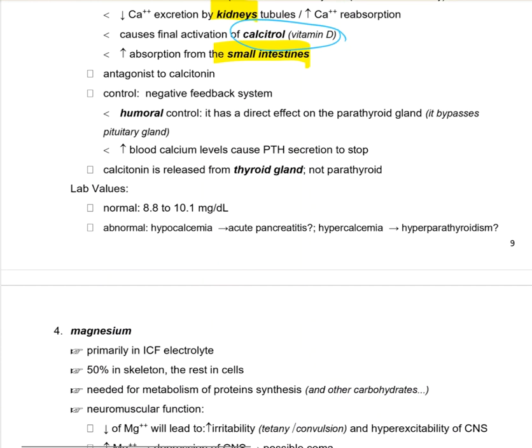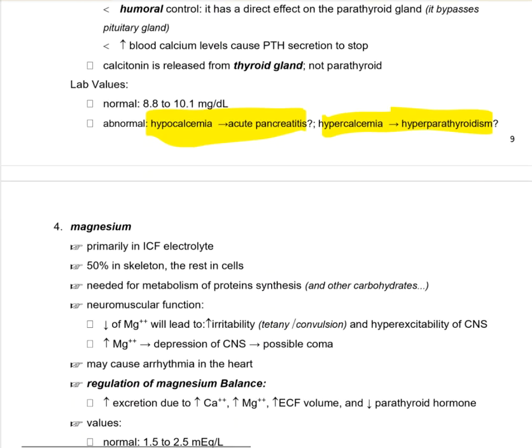And lab values, I think this is supposed to be 9.8. It's pretty tight control. I think that is an error. Let me double check my notes here really quick. Calcium. Oh, I guess it's around 9. So, okay, we can keep 8.8, it's fine. And abnormal hypocalcemia, we sometimes see in acute pancreatitis. In hypercalcemia, we will have it because of hyperparathyroidism, which we talked about when we talked about PTH. So you can review those.